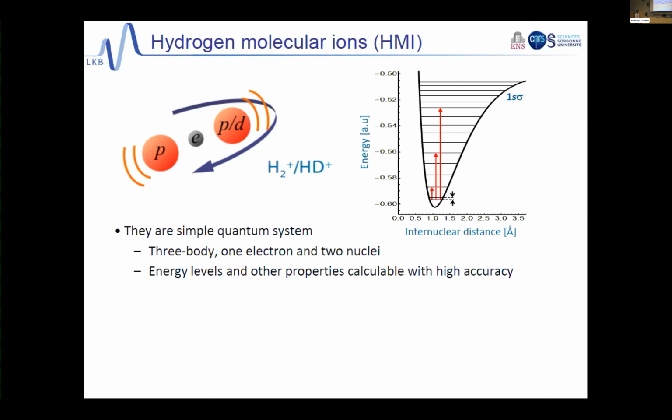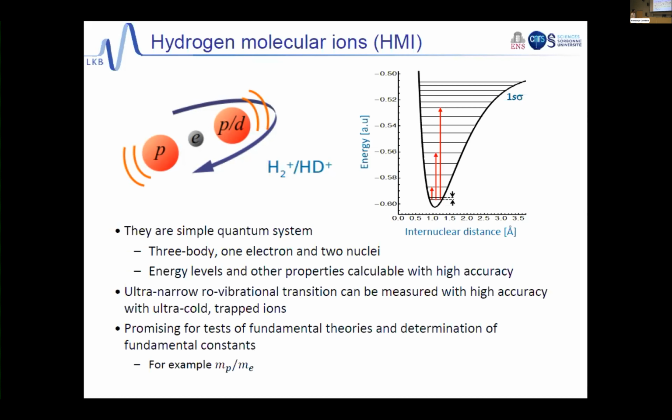Here is the energy curve as a function of the internuclear distance. This is the 1s sigma ground state curve for the electron, and these are ro-vibrational transitions. These ultra narrow ro-vibrational transitions can be measured with high accuracy with ultra cold trapped ions. Because we can both calculate and measure them with high accuracy, these molecules are promising tests for fundamental theories and also for the determination of fundamental constants, such as the ratio of the mass of the proton to the mass of the electron.